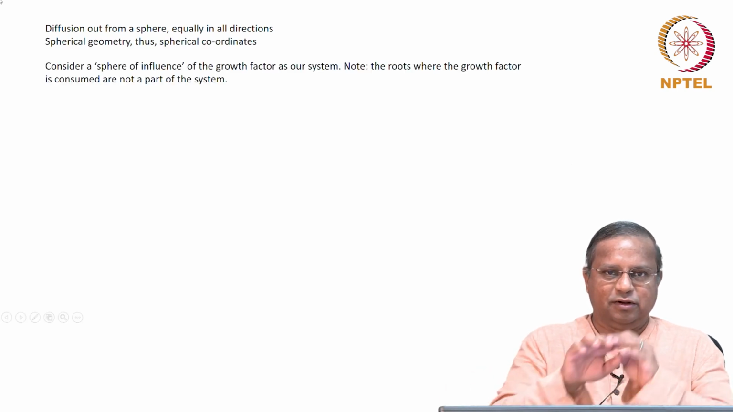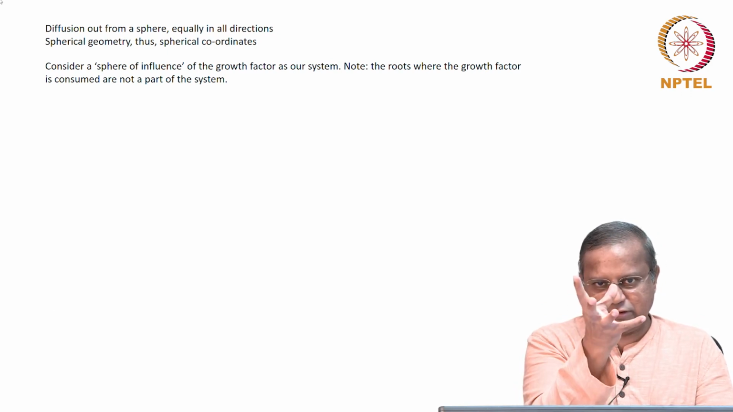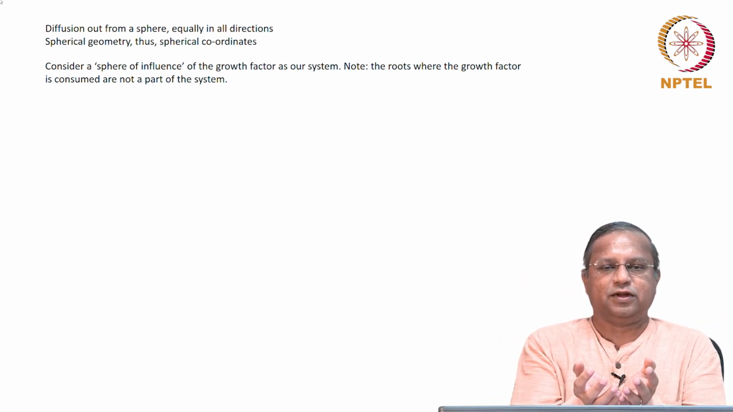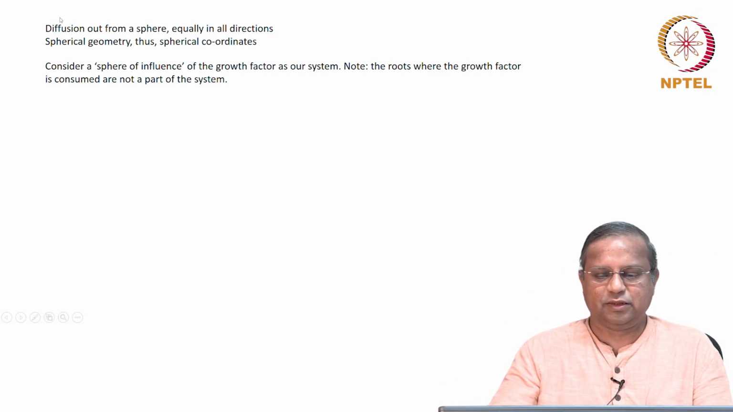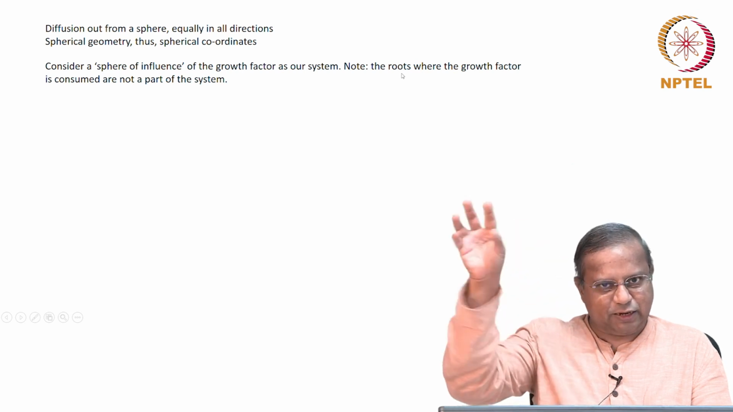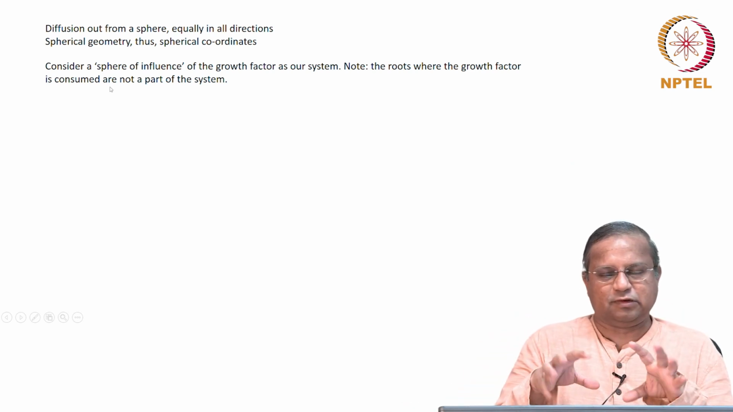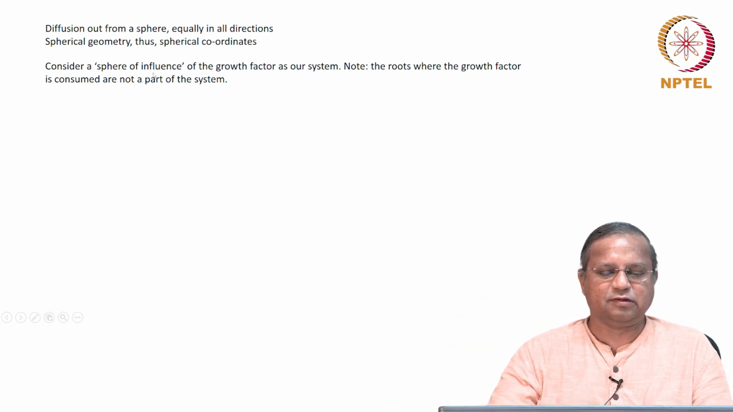So, we will consider a sphere of influence. There is a small pellet which is sending out the growth factor. There is a certain sphere of influence of the growth factor, and that sphere of influence is what we are going to consider as our system. In our system, we are mentally going to remove the roots where the growth factor is consumed. That complicates things, and therefore, let us mentally remove that as a part of the system. Our system does not contain the roots, it is just the sphere of influence without the roots.